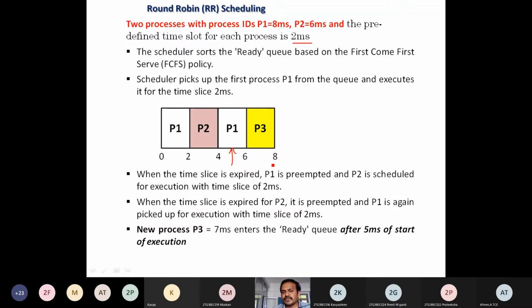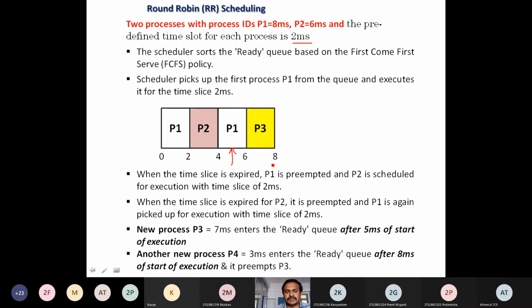So what is going to happen in the queue? When P1 is executing, P3 entered at the 5th millisecond. Therefore, the next scheduling is meant for P3. Therefore, P3 is going to continue after P1. So another new process, P4, which is equal to 3 milliseconds, enters. Once P3 is scheduled, it is not going to complete its process for 7 milliseconds, even though it is allocated for 7 milliseconds.